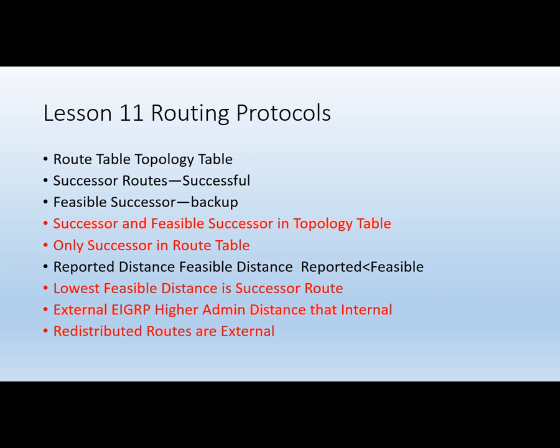The lowest feasible distance is going to be the successor route. In EIGRP, the external administrative distance is going to be higher than the internal. The internal is 90 and the external is 170. If we redistribute routes into EIGRP, those routes will be external routes and hence have the higher administrative distance.